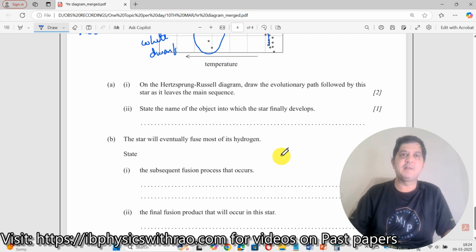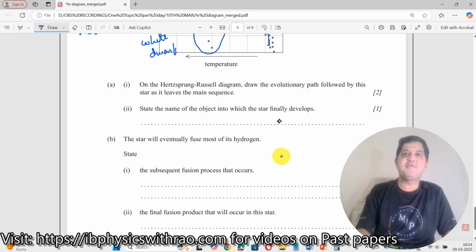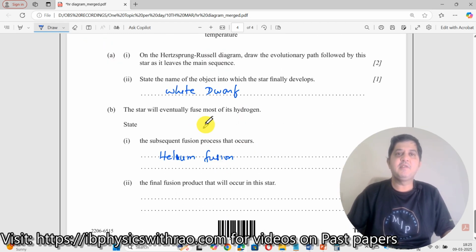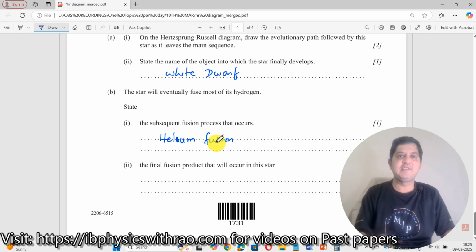Next, let us look at the next one. State the name of the object into which the star finally develops. White dwarf. This gives rise to a white dwarf. Then the star will eventually fuse most of its hydrogen; state the subsequent fusion process that occurs. Now, what is the fusion happening? It is helium fusion. Helium fusion is happening. And after that, what else can happen? The final product that will occur in this star would be a white dwarf.